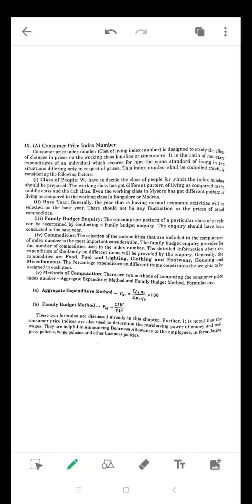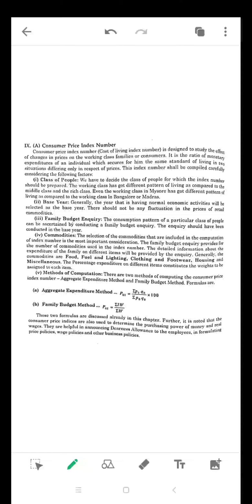Very good morning, students. In the previous class we learnt about the procedure and the steps to be followed in simple aggregative methods and weighted aggregative methods. In today's class we are going to learn a very important concept, the consumer price index number.